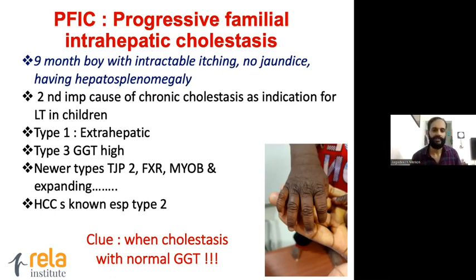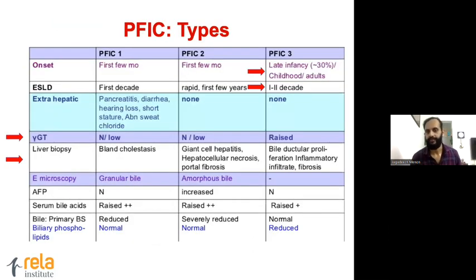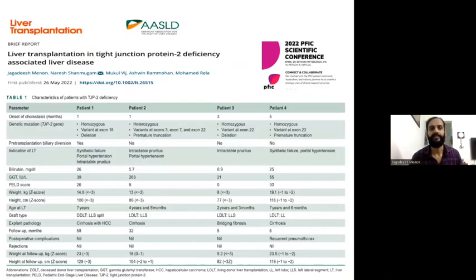third type of PFIC. And newer types are getting discovered. Among types 1, 2, and 3, for the infantile liver disease, more applicable are types 1 and 2. The third type usually manifests a bit late. And gamma GT is actually low in type 1 and type 2 PFIC. Liver biopsy can give diagnostic clues. Genetics will clinch the diagnosis.